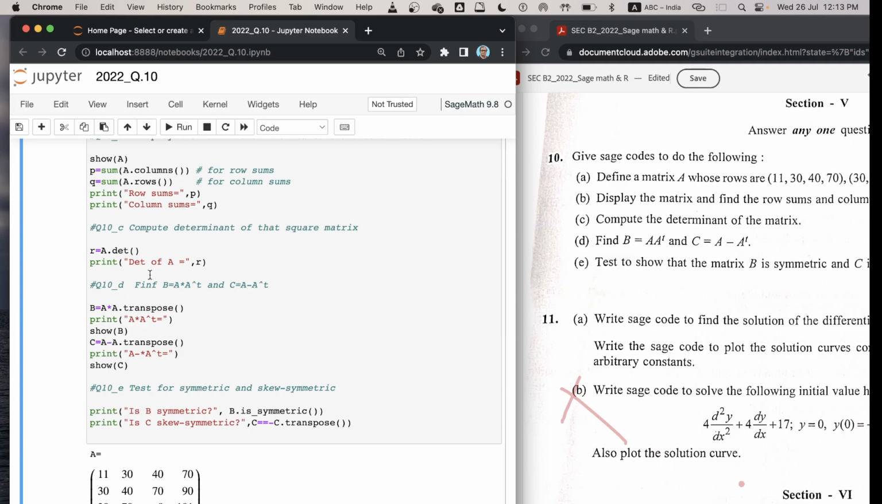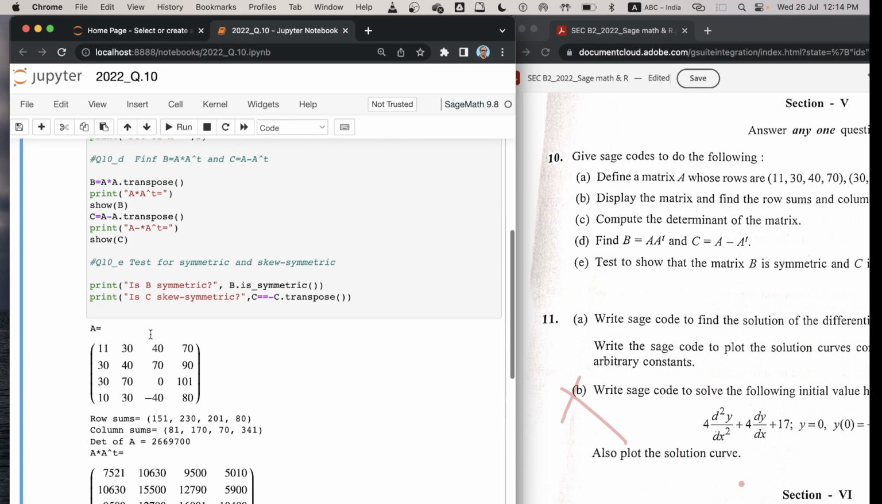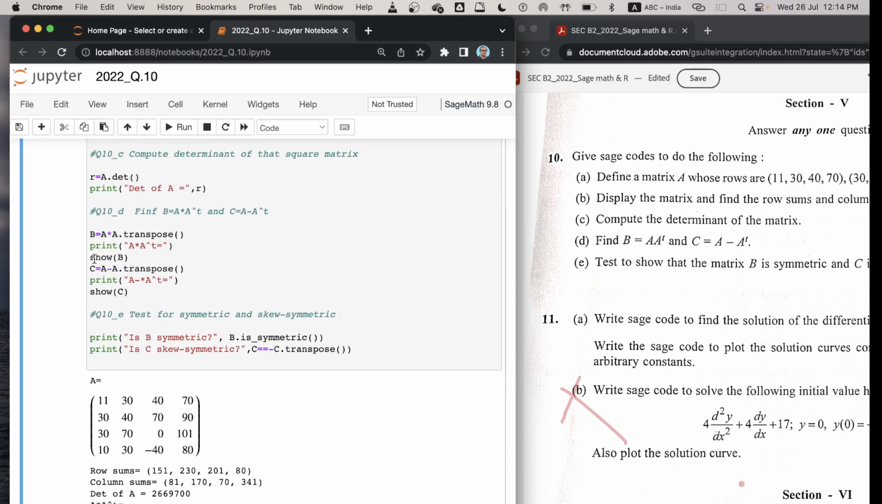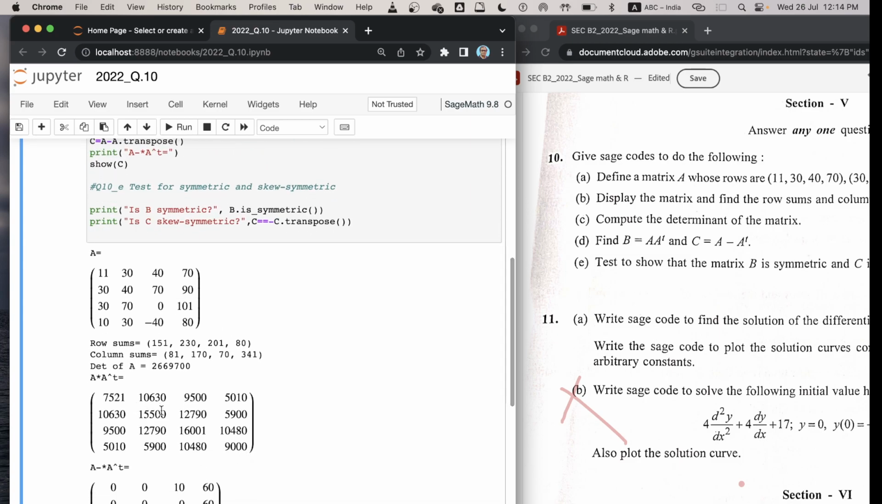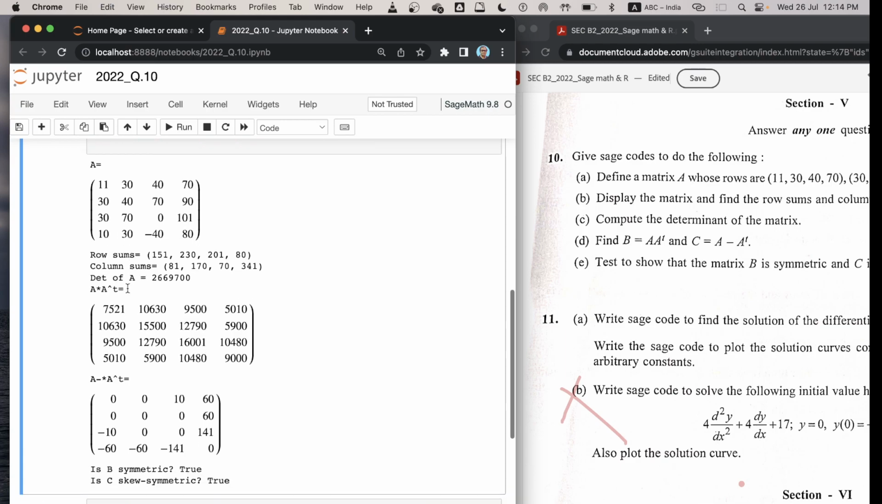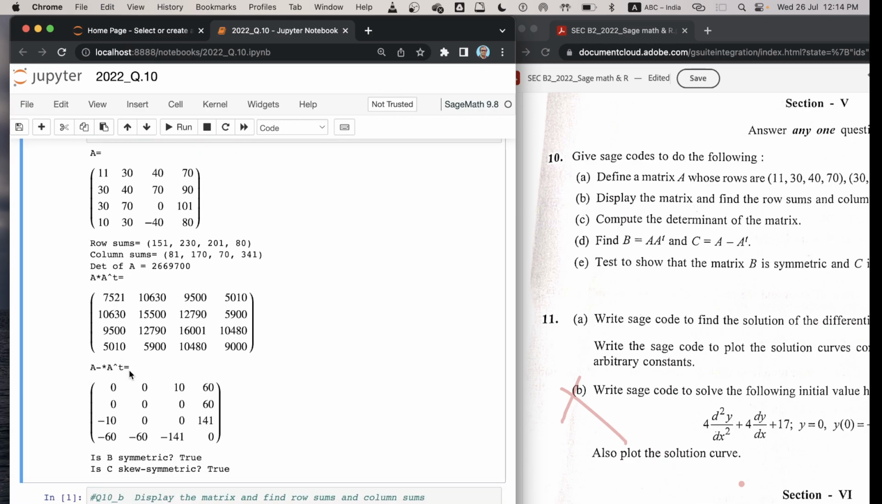And question 10D, find B equal to A transpose, B equal to A times A transpose, and C equal to A minus A transpose. Here transpose is a predefined function in Sage, A dot transpose. So B equal to this, and the output is this. B gives A times A transpose. And C is A minus A transpose.